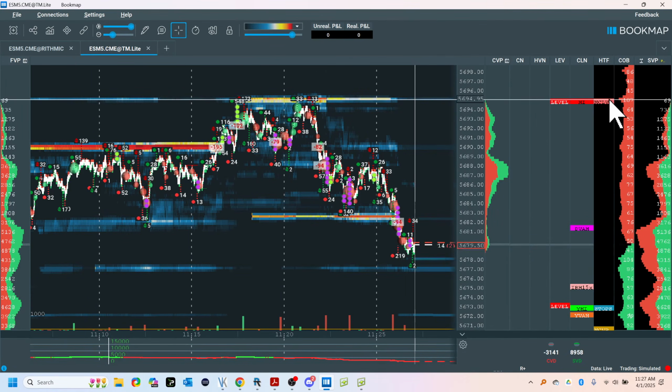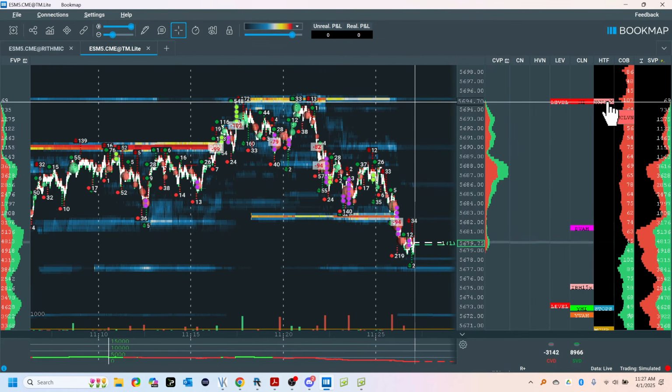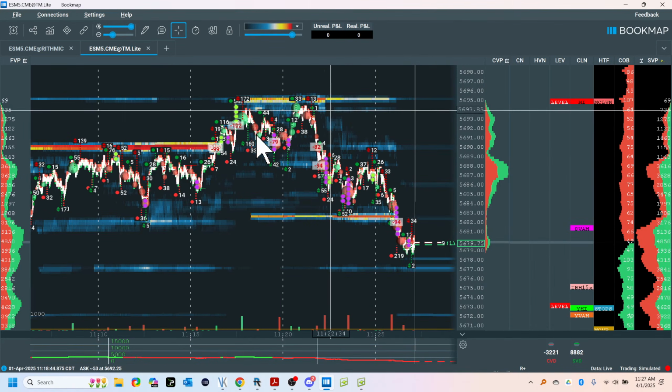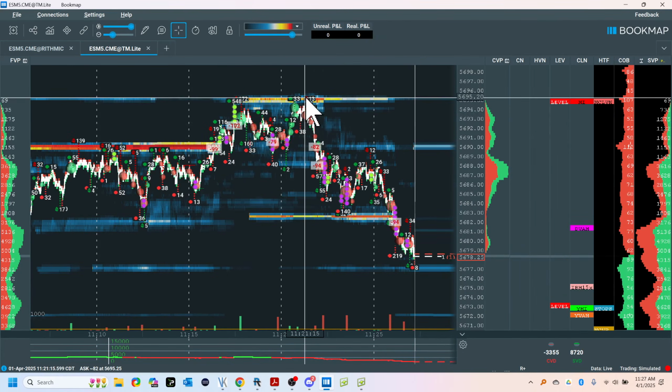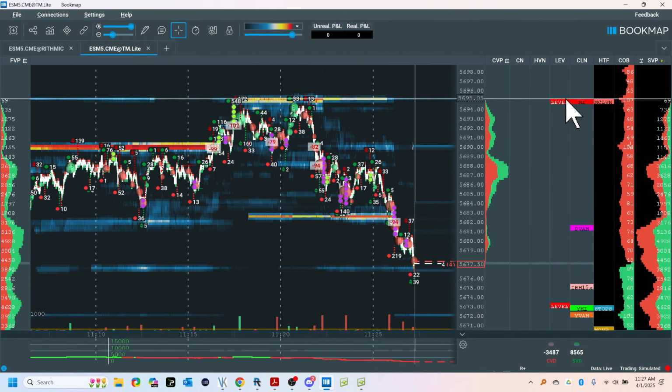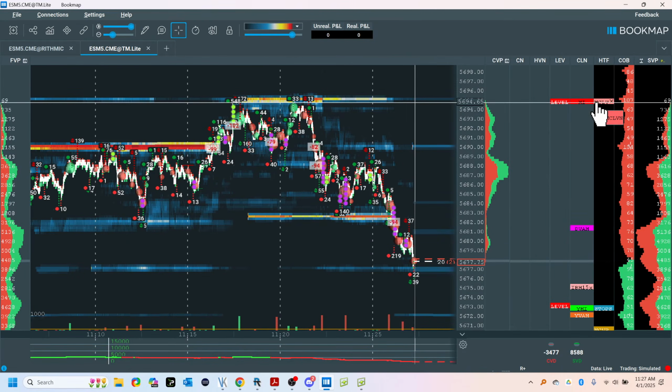Why was that little red line possible? Because of low volume. And the market comes up and checks an outside edge of a distribution. That's auction market theory. And again, random.